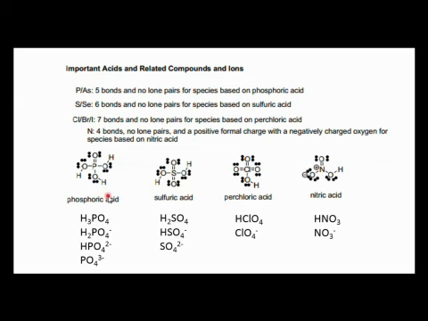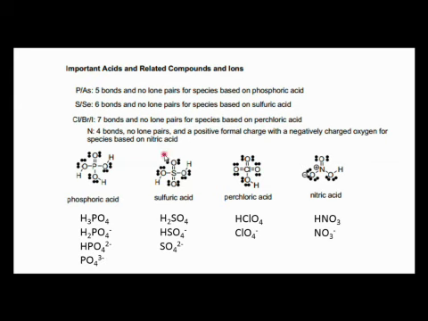This is a structure you need to memorize, along with all its associated conjugate bases. One hydrogen removed, H2PO4 minus, or two hydrogens removed, HPO4 2 minus, or all three hydrogens removed, the phosphate ion, PO4 3 minus.